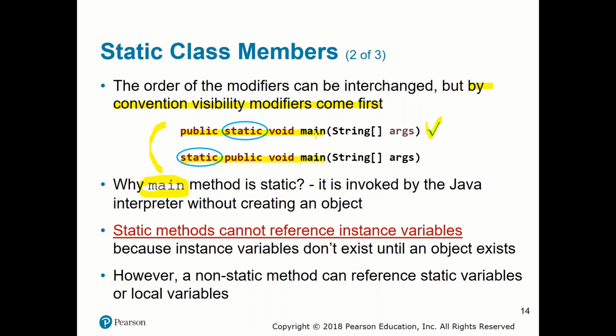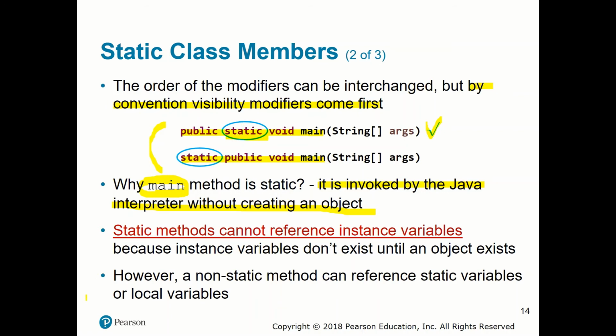Yes. But there is no way to create an object of the class that has main. When you run the code, it is just invoked by the Java interpreter. So we must declare main method as static, because there is no way to create an object of the class that has main. It is invoked by the Java interpreter without creating an object. So main should be declared as static.